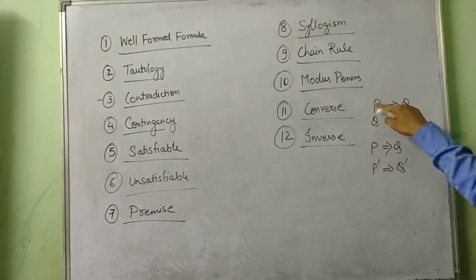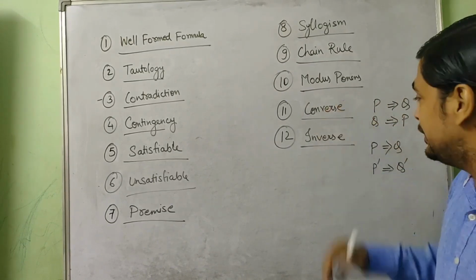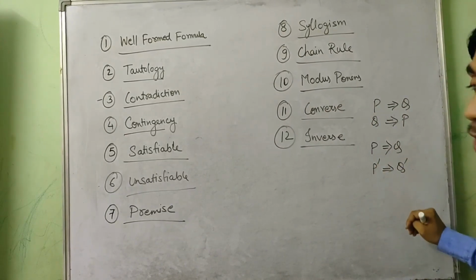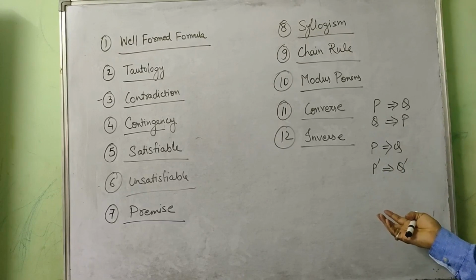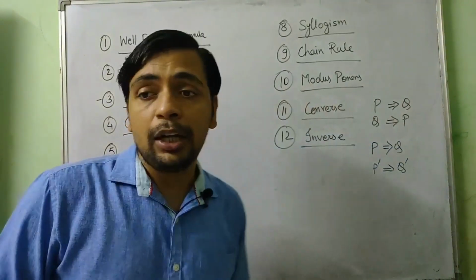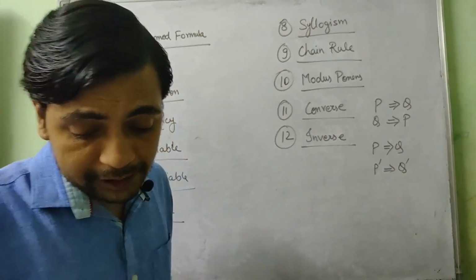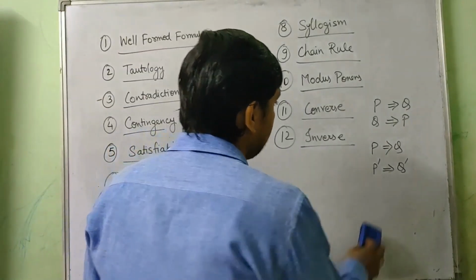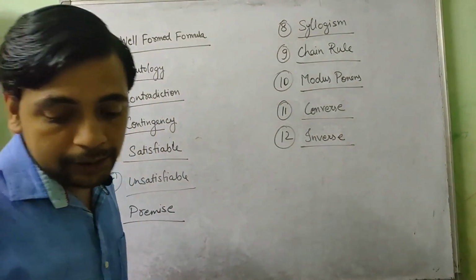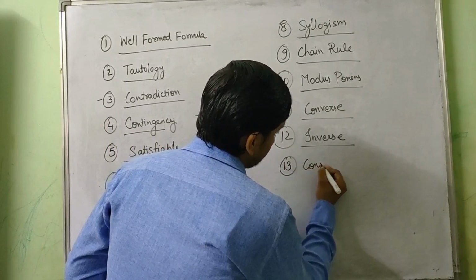In converse, the antecedent becomes the consequent and the consequent becomes the antecedent. But if the antecedent remains the antecedent and the consequent remains the consequent, and they both just turn into negations, then that is nothing but an inverse. Now the next two definitions that we are going to discuss are the consistent statement and contrapositive. The 13th one is consistent statement and the 14th one is contrapositive.